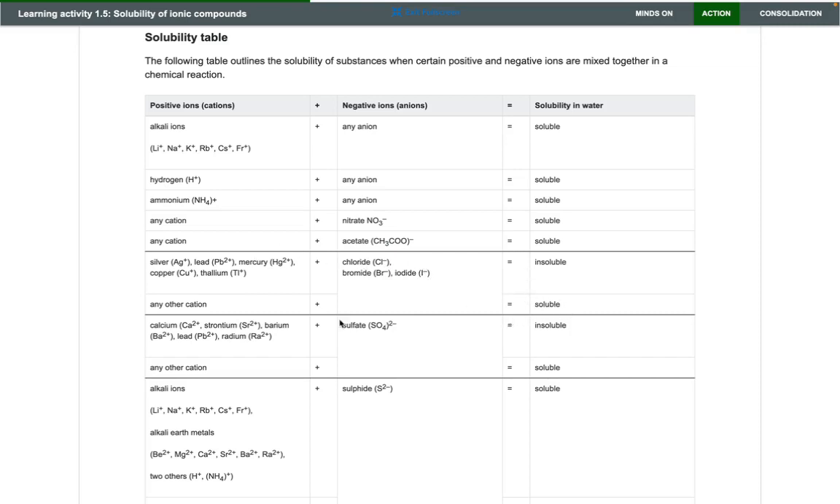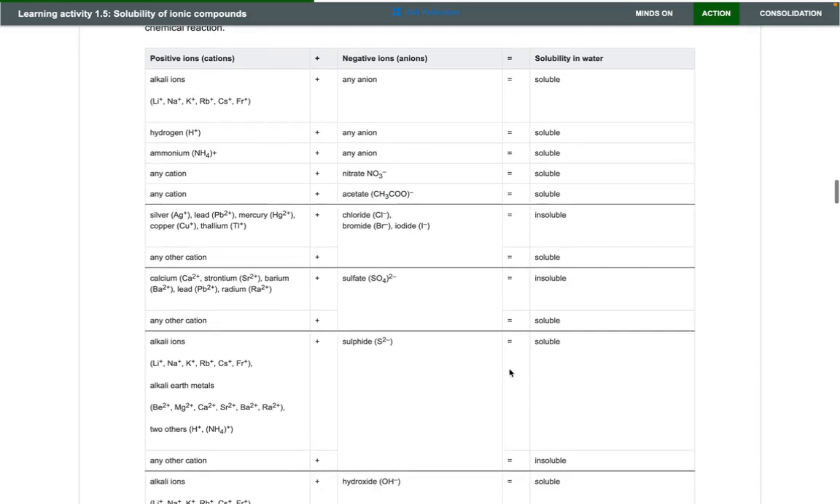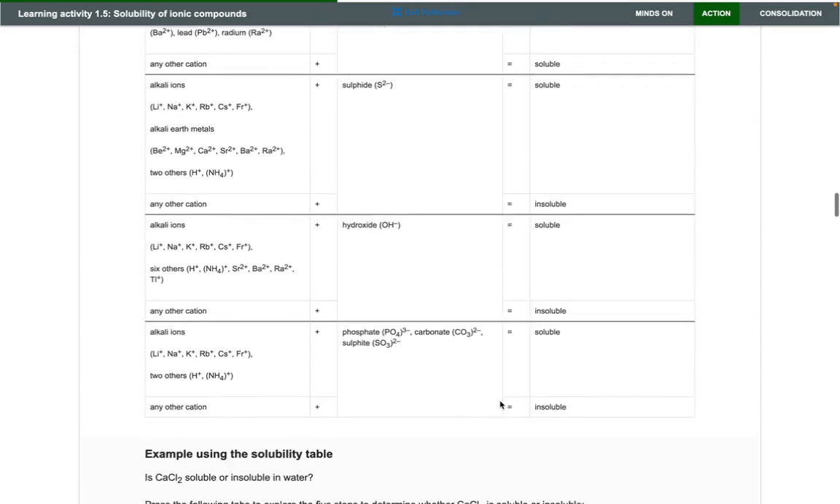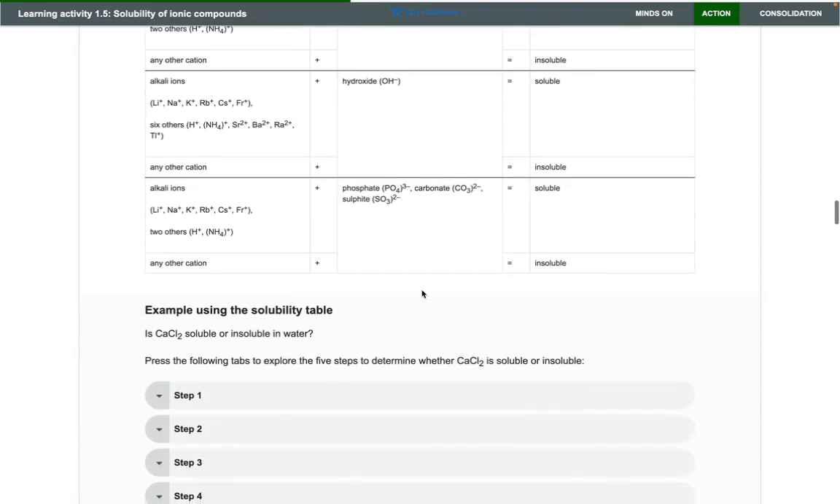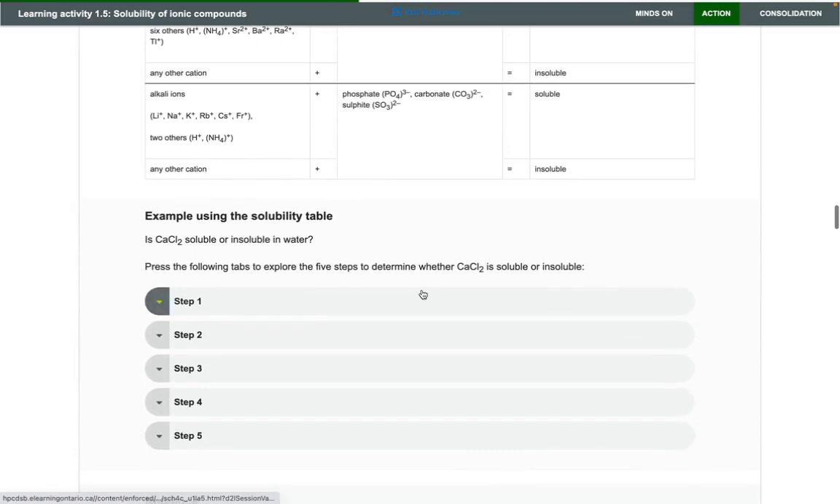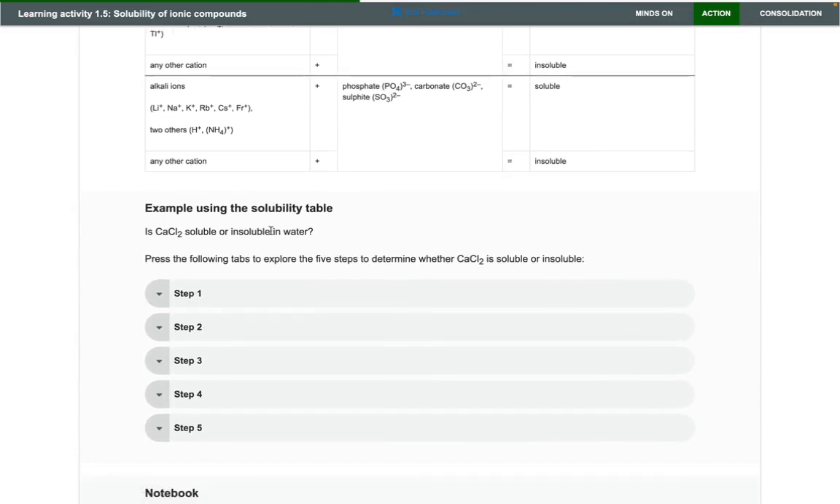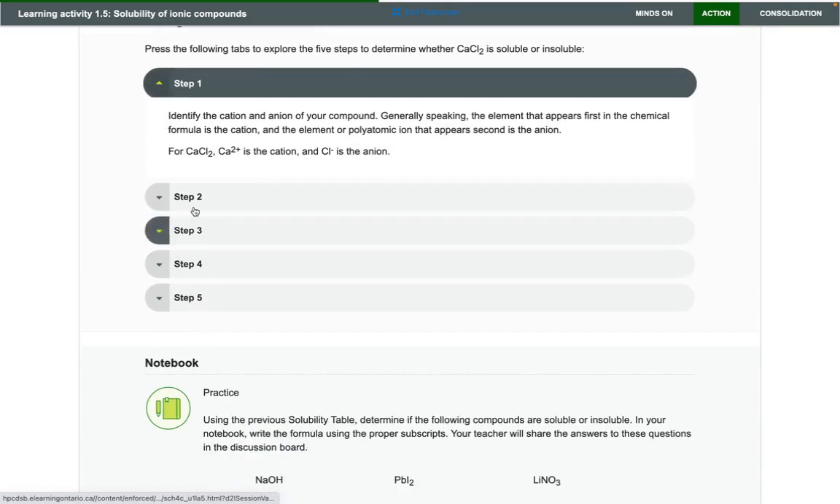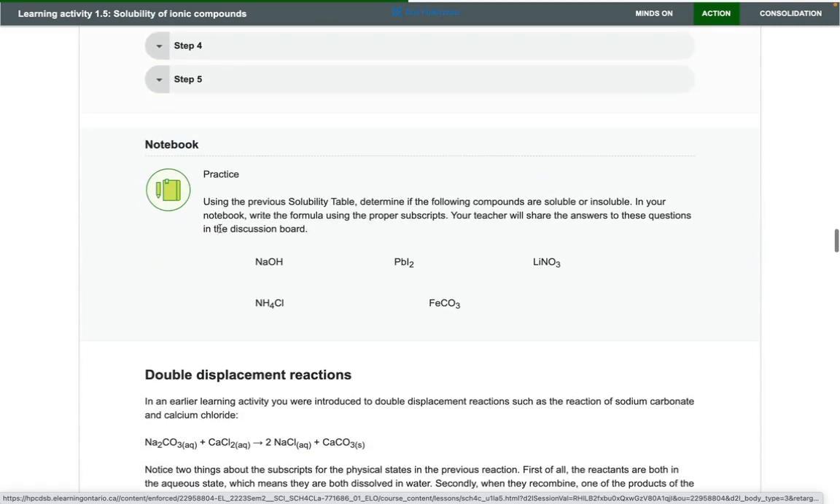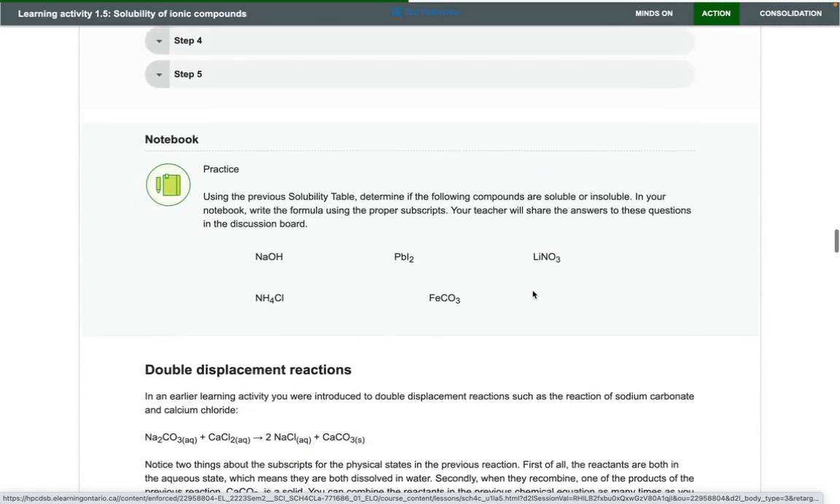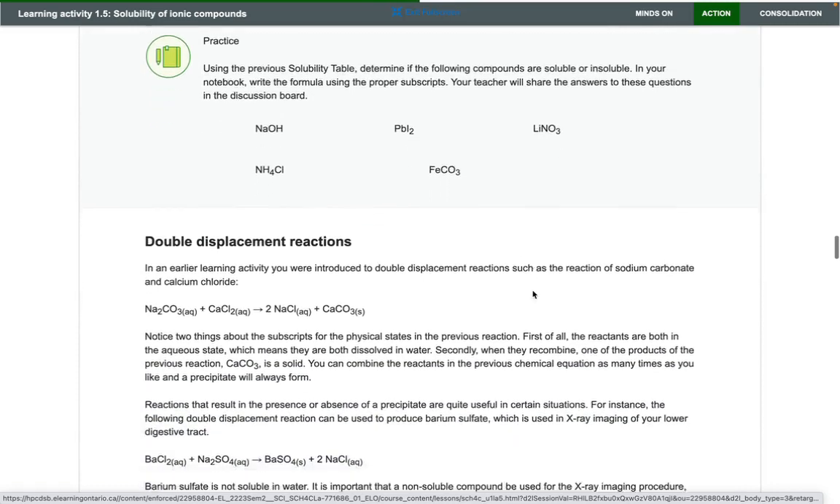So what you do is you match up the combinations and then you determine, is it soluble or is it insoluble? This is a really important chart and it's a good way to figure out whether things dissolve or not. So here's an example using the solubility table. Is calcium chloride soluble or insoluble in water? And then the note takes you through all the steps, sort of like what I just did, and explains to you whether it should or should not be soluble. Here are 5 for you to try. You've got the chart in the summary note for you to do.